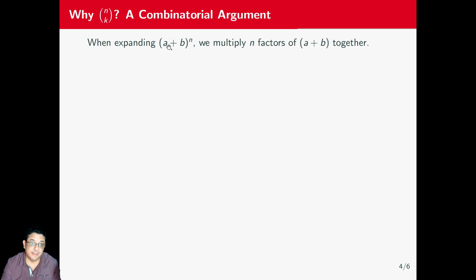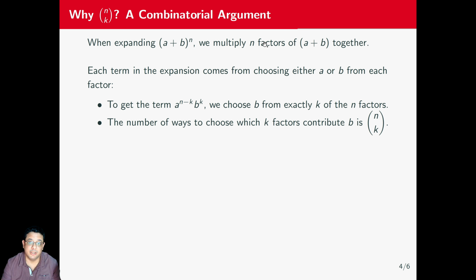So when expanding (a + b)^n, we're really multiplying n factors of (a + b) together. And each term in the expansion comes from choosing either a or b from each factor. In the term a to the n minus k times b to the k, we're choosing b from exactly k of the n factors. The number of ways to choose that is, of course, n choose k.